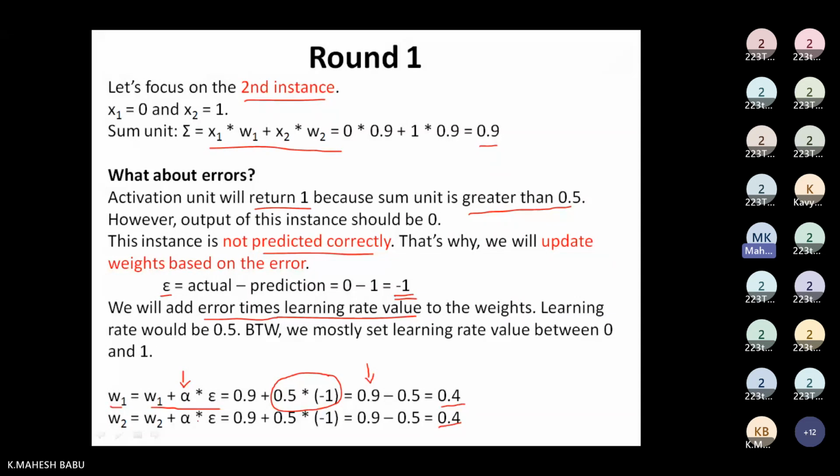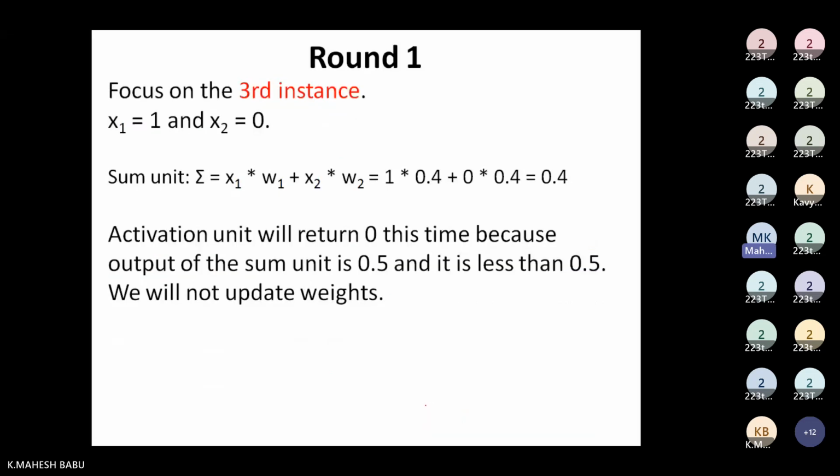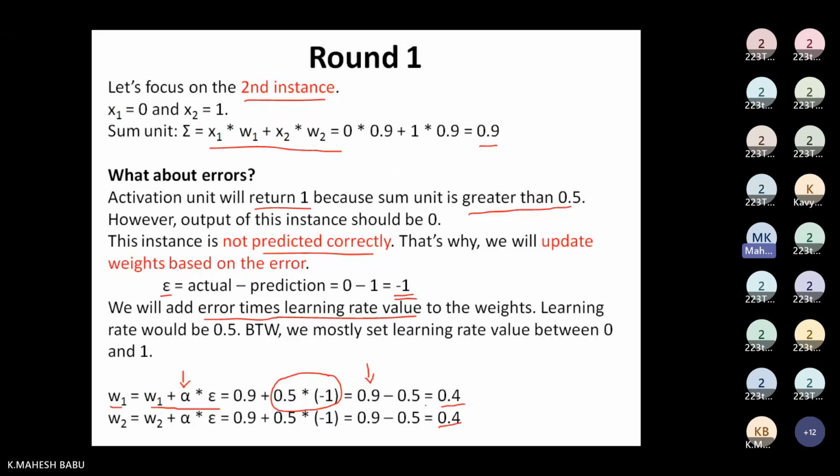Previously 0.9 was the weight. Now I am going to update it with 0.4 as the new weight. So update the weights and repeat the same. Now repeat the same.